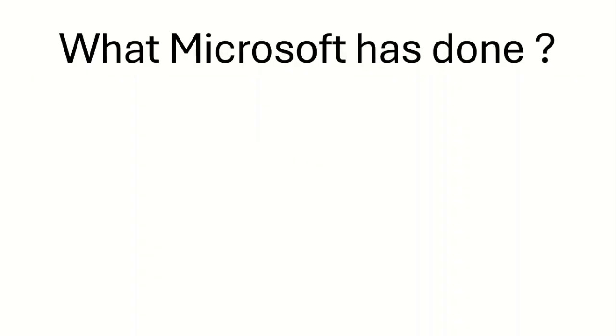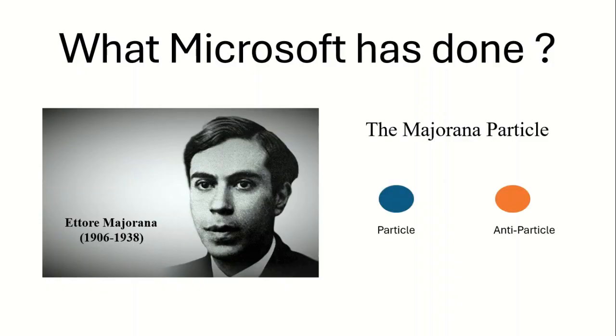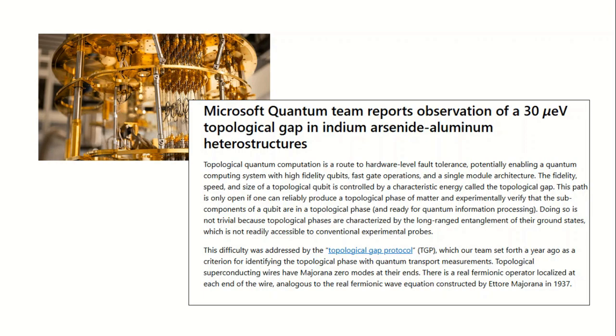So what has Microsoft done? Microsoft has used the concept of the Majorana particle, whose theory was predicted much earlier. It says you could have a particle which is the anti-particle of itself, which is called a Majorana particle. Somehow, if you combine two Majorana particles, you may get nothing.